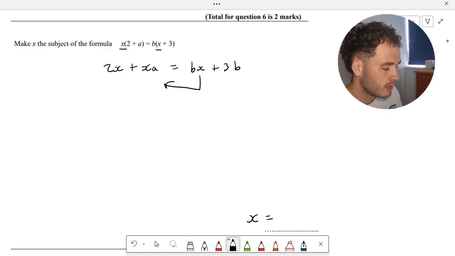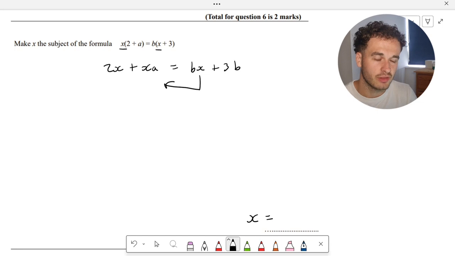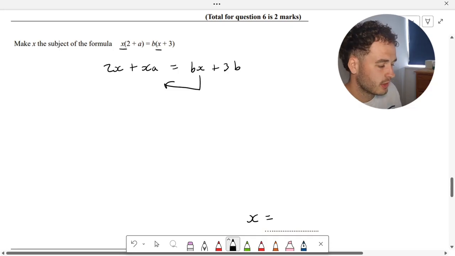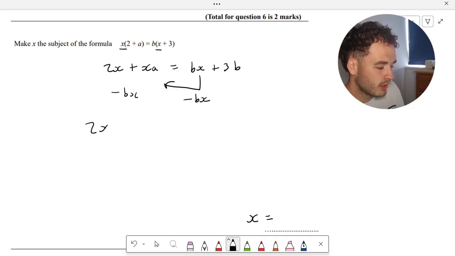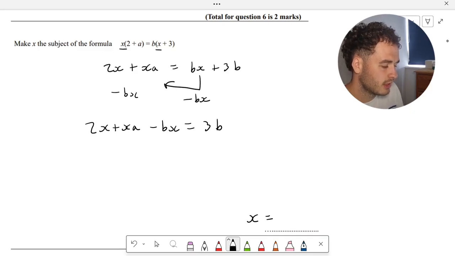So if we move this bx to the left side of the equation, then we have all the x's together. Move everything else that doesn't have an x onto the other side of the equation. So we're going to minus bx from both sides. So we now have 2x plus xa minus bx equals 3b.